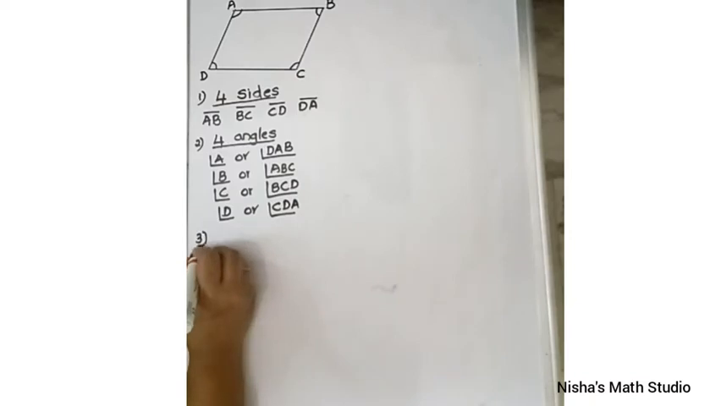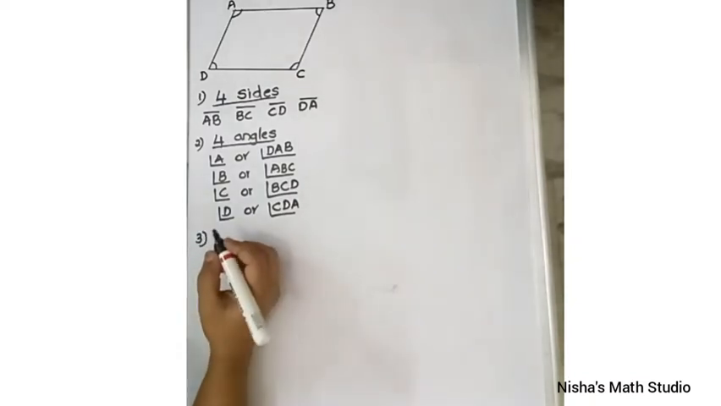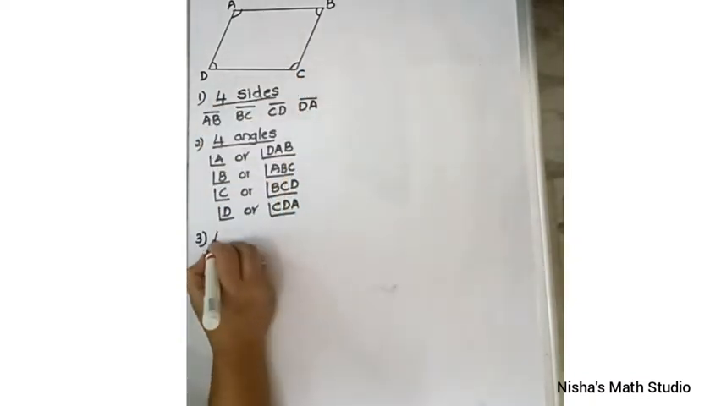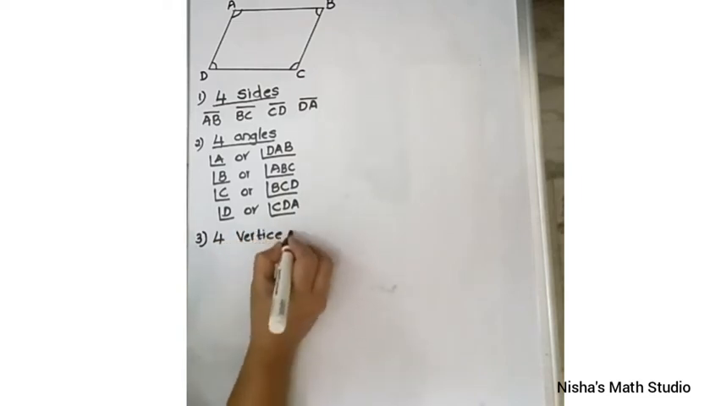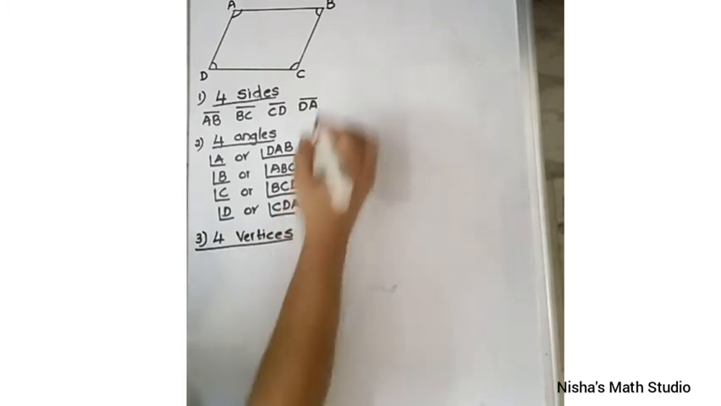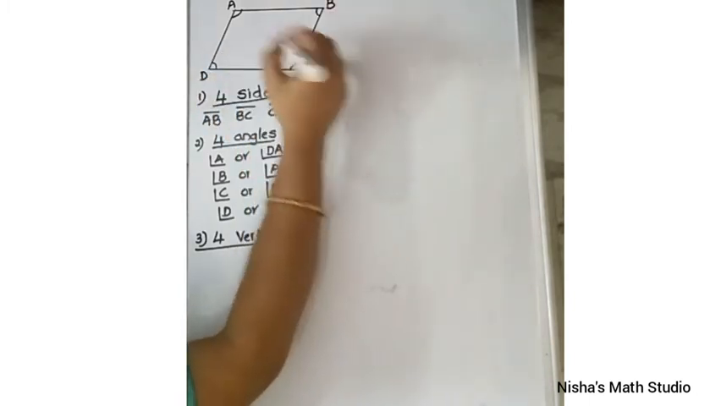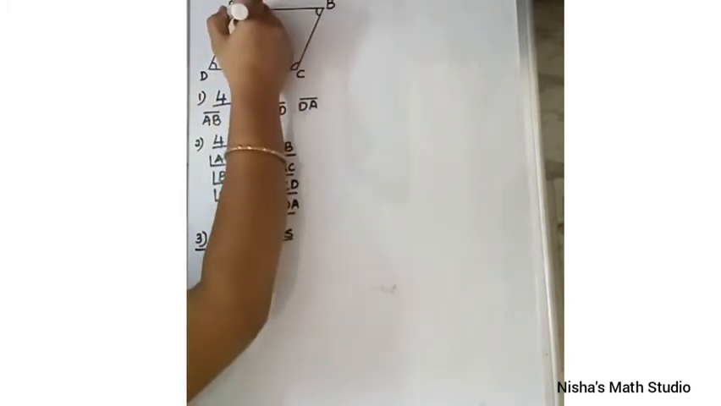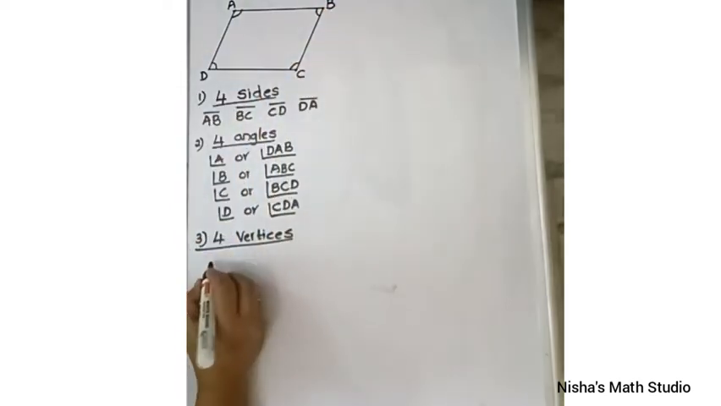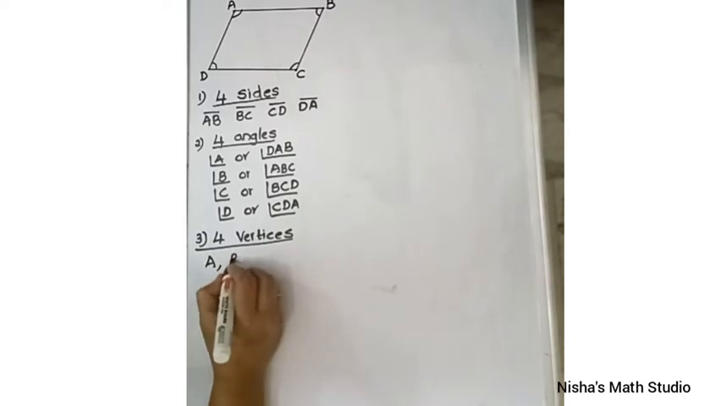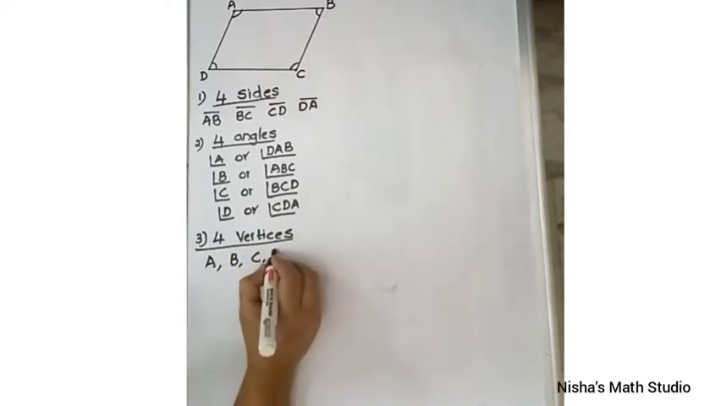Which is the next element? We shall see the four vertices. Vertices are the points where the two line segments meet. So there are four vertices, that is A, B, C and D. So the four vertices are A, B, C and D.